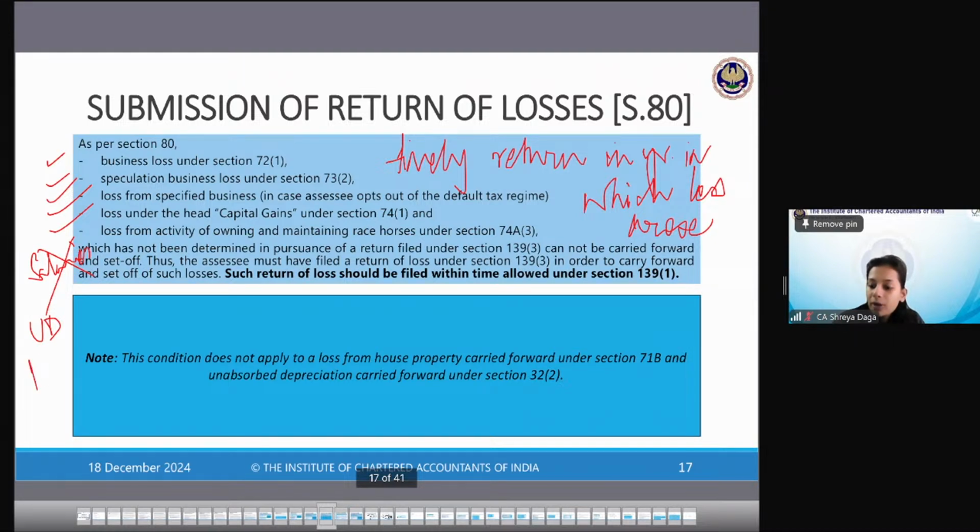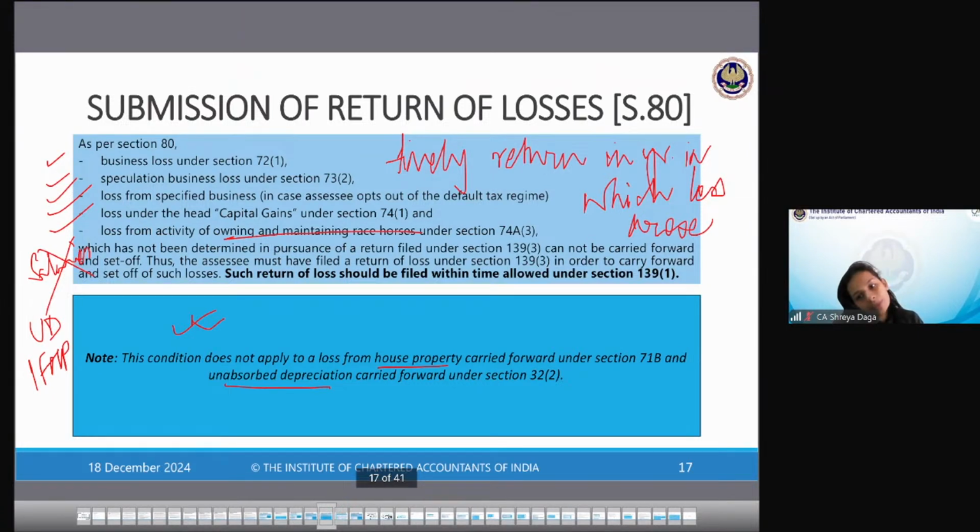Then we are missing income from house property, which means if you have a loss from house property, even if you do not file a timely return, you can carry it forward. So this matters because the general rule is that if you don't file a timely return, you cannot carry forward the loss. OMRH is very much there in the general list. See, racehorse. The exception is house property and unabsorbed depreciation. So you need to remember that in these two cases, even if you do not file a timely return, you can carry forward the loss.